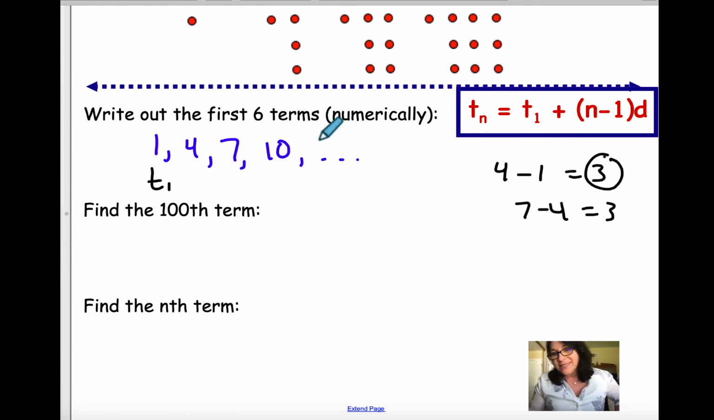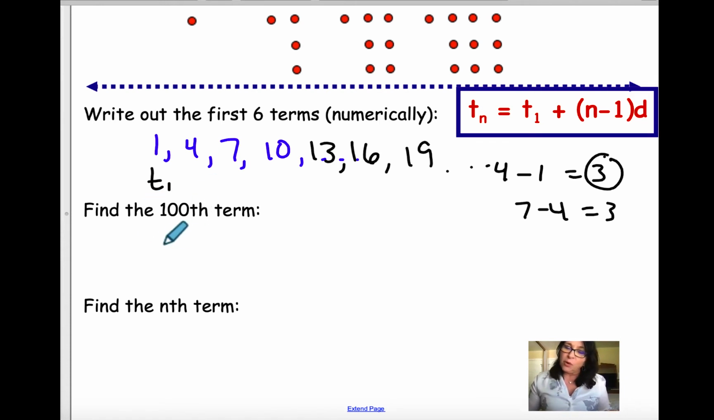So that means 10 plus 3 would be 13, 13 plus 3 would be 16, etc. So I can just keep going on this. But I want to find the 100th term. So I recognize that this is an arithmetic sequence, and if this is an arithmetic sequence, I'm going to use this formula to solve.